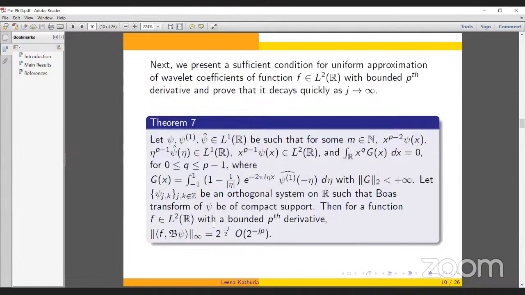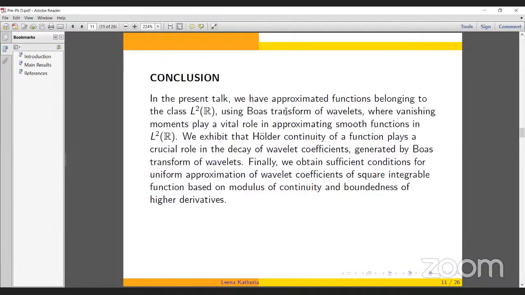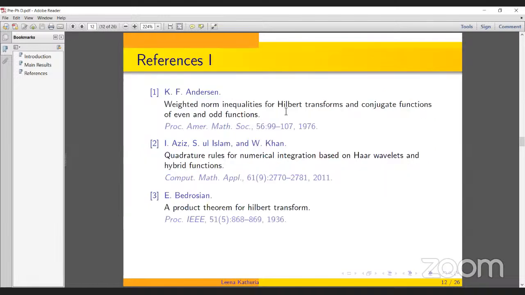So basically, in this talk, we have approximated functions belonging to the class L2R using the Bose transform of wavelets. We have studied some important properties. We have used these important properties to approximate or to estimate these functions and to reduce the wavelet coefficients. We have used properties like Holder continuity and modulus of continuity to derive those results.